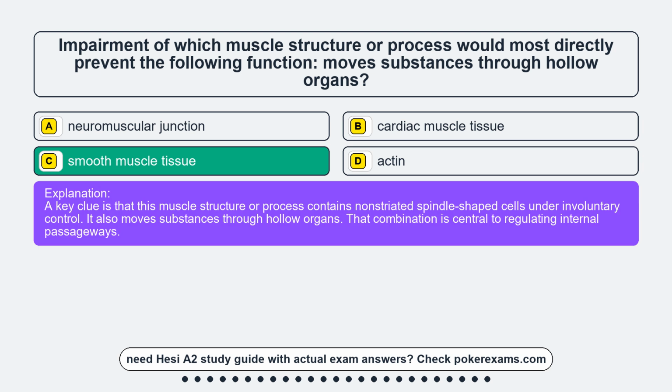A key clue is that this muscle structure or process contains non-striated spindle-shaped cells under involuntary control. It also moves substances through hollow organs. That combination is central to regulating internal passageways.